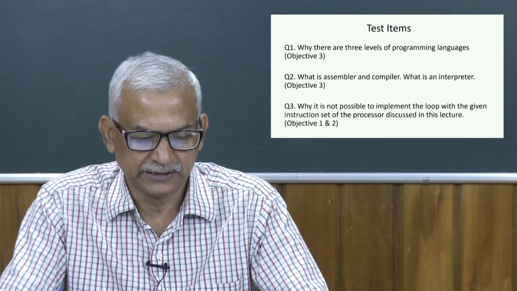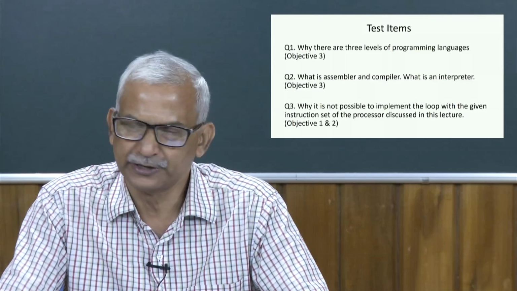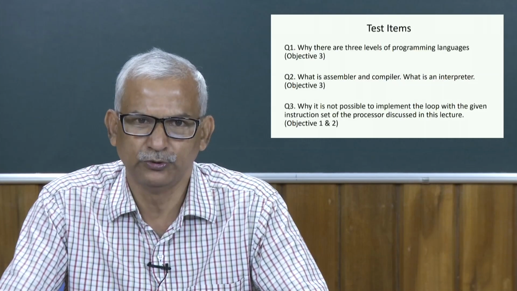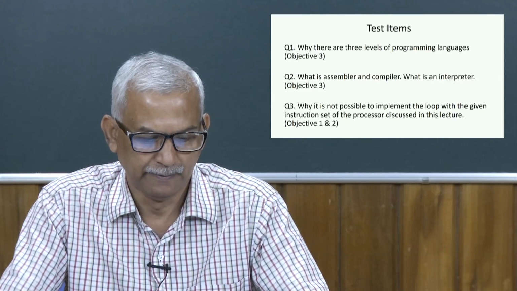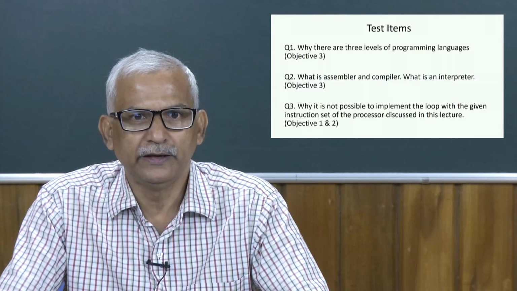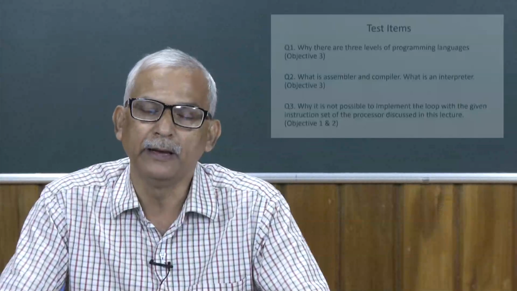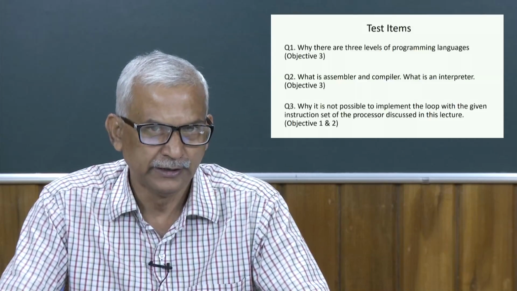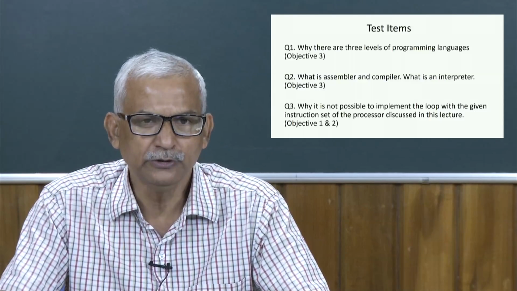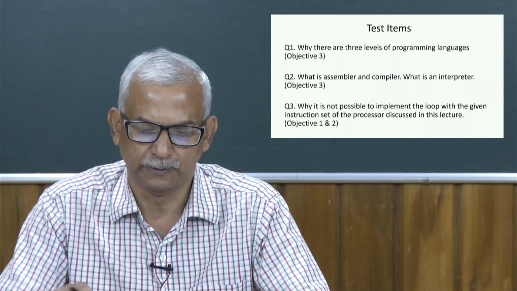Question 2, what is an assembler and compiler, and what is an interpreter? Already I have mentioned what we do with an assembler and compiler, and what an interpreter is. Question 3, why is it not possible to implement a loop with the given instruction set of the processor discussed in this lecture? We are discussing a very small processor, where the instruction is 4 bit. Already I have explained why you cannot implement a loop. For implementing a loop, we need some instruction to manipulate the address, even if we are going to take the information from our memory. This is required, so that is why it is not possible here.